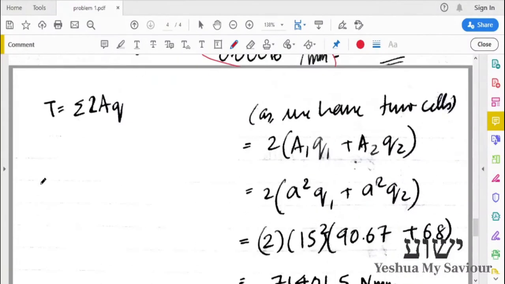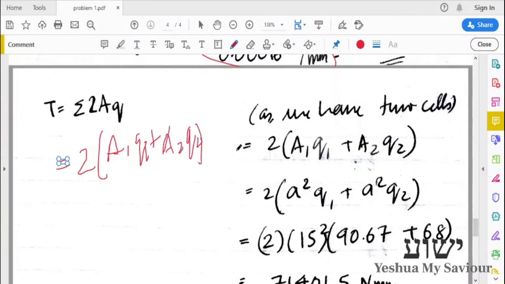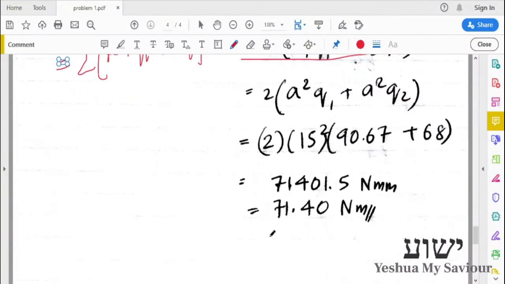To find the torque, very simple: torque is equal to the summation of 2AQ, where Q is a shear flow. This is equal to 2 into (A1 Q1 plus A2 Q2). Obviously A1 and A2 are the same, that is a squared, substituted, solved. You'll get 90.40 newton meters. This is how you solve a problem with multiple cells. That's it.